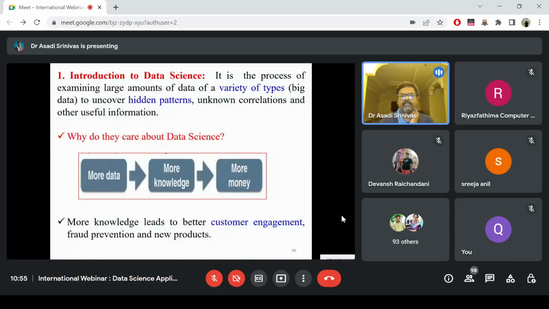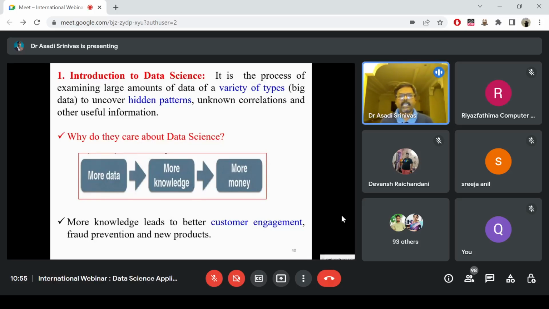Today I am going to explain the major concepts in data science. Introduction to data science: it is the process of examining large amounts of data of a variety of types to uncover hidden patterns and unknown correlations, and extracting meaningful patterns from the huge volume of data by applying machine learning, statistical, AI, and deep learning techniques. It is called data science.